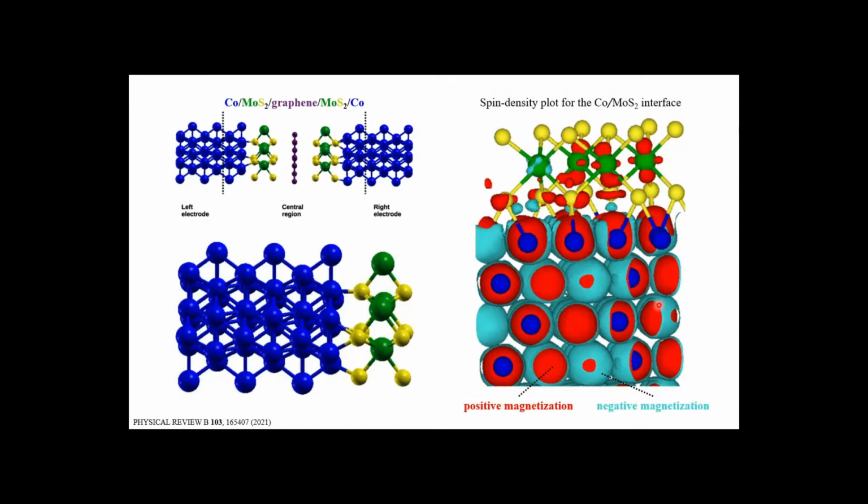So here, we can see the spin density plot for the cobalt and MoS2 interface, and the red and cyan isosurfaces indicate the positive and negative magnetization. So here, we can clearly see that spin densities are induced on MoS2 when it is in proximity to the cobalt electrode.